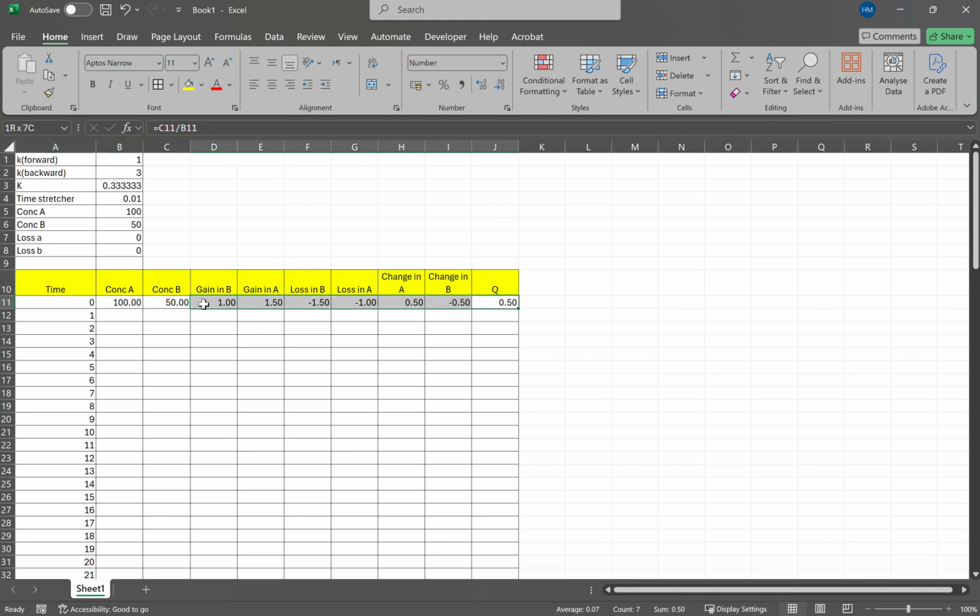Now, crucially, I need to work out the new concentrations of A and B based on what's happened this second. Okay, this second has elapsed, and I've gained 0.5 of A and I've lost 0.5 of B. So this new concentration is going to equal the old concentration plus whatever the change in A was. Okay, so actually the concentration of A has gone up. Similarly for B, this is going to equal the old concentration of B plus whatever the change in B was. Concentration of B has gone down.